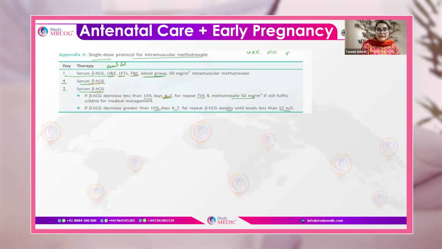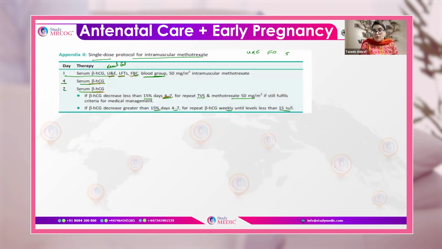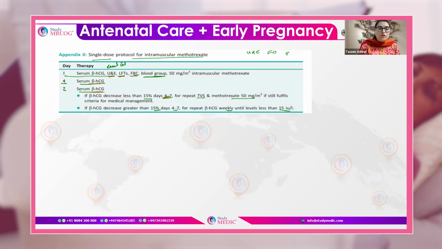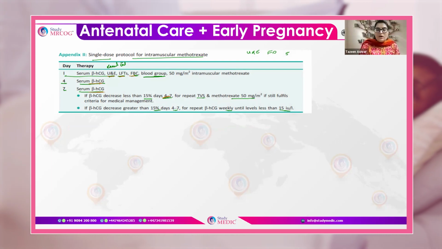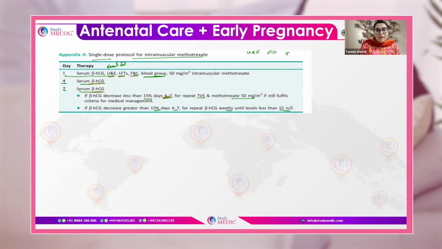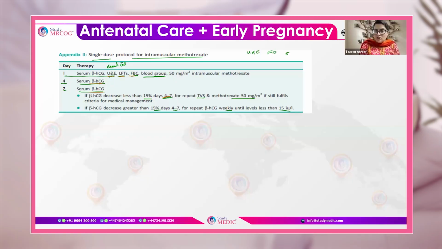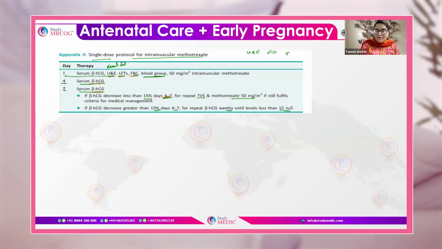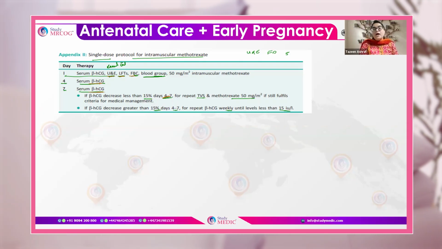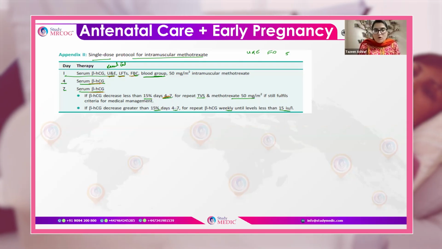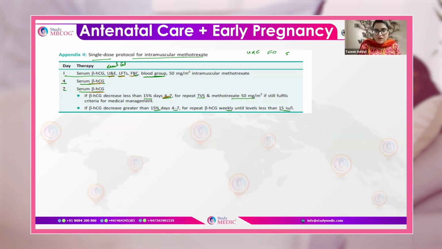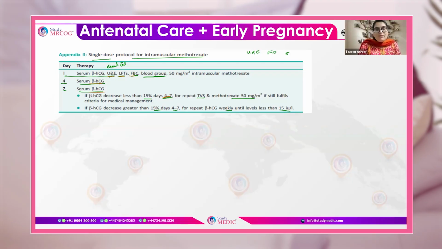So, what is the protocol for the methotrexate, which is very, very important, and how we have to follow up? We are following up on day 1, 4, and 7. So, what are we measuring on these days: beta HCG, electrolytes, LFTs, full blood count, blood group, and the dose is 50 milligram per meter square intramuscular methotrexate. On day 4, we will measure beta HCG levels, and on day 7, we will be measuring beta HCG levels.